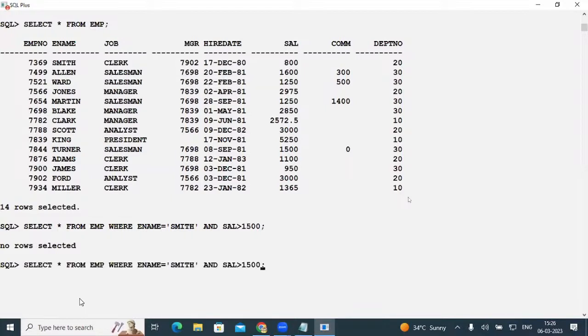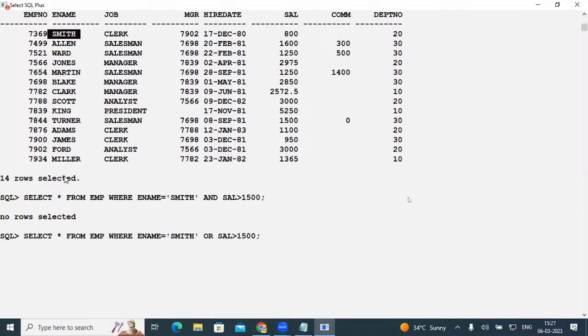That's why what we want to do? In place of AND, use OR. Now, I'm checking the first row. The name is satisfied, so the name will be picked. Maybe the salary is not satisfied, but the name is satisfied. So first condition true. Pick. Next, salary greater than 1,500. How many people like this? 1, 2, 3, 4, 5, 6, 7. So more than 1,500, 7 people. Smith employee, 1. 7 plus 1. Total how many rows come? 8 rows come.